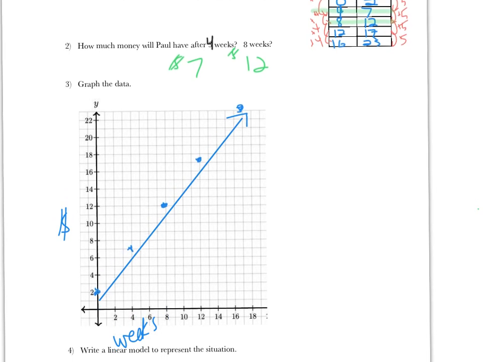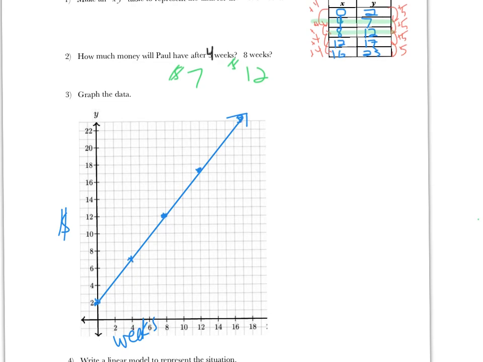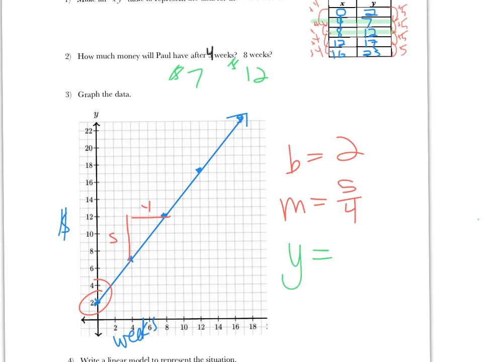Now the next question asks us to write a linear model to represent this situation. Well, I'm going to go back to what we did at the beginning. Notice that we have a starting point or a y-intercept of 2, and picking any of the 2 points that I graphed, or thinking back to how he was earning $5 for every 4 weeks, I'm going up 5 and over 4. That is my slope. So my linear model, or my linear equation, would be y equals 5/4 x plus 2.